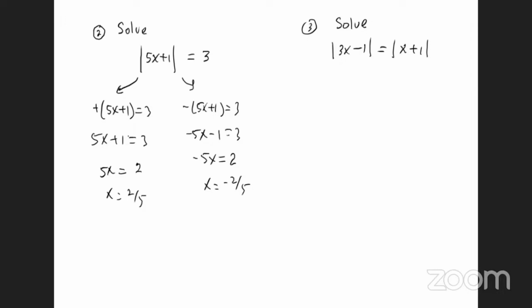Number 3 now. If you're using the rule, all you have to do is this. Work out 3x minus 1 is x plus 1, where both of them are positive. And then work out 3x minus 1 by x plus 1, where one is negative.